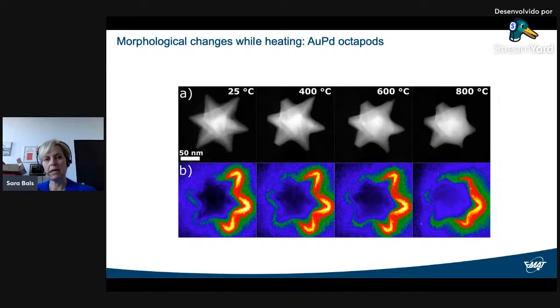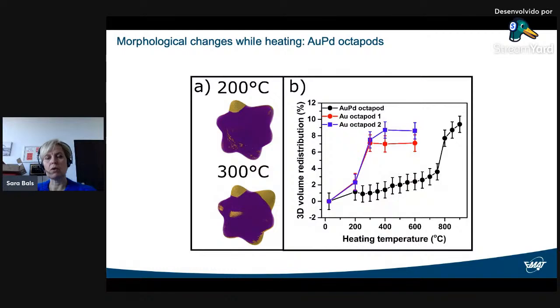We also compared with pure gold octapods, which are shown here in red and in blue. You can see that they are much less stable. And so that means that the palladium is really contributing to the thermal stability of these octapods.